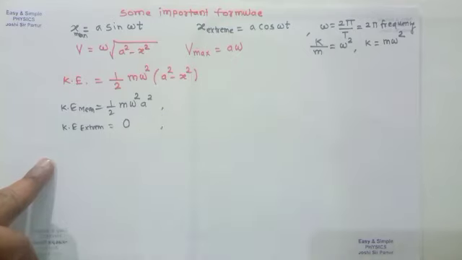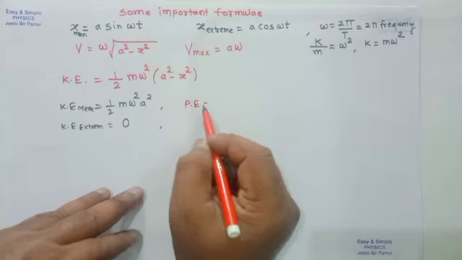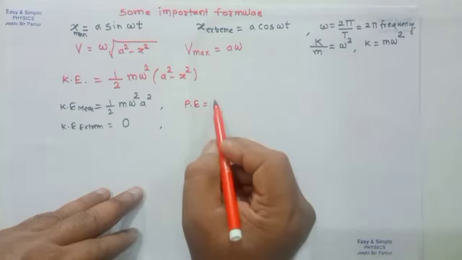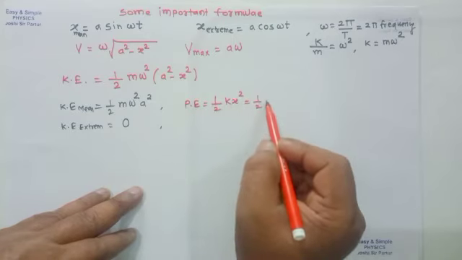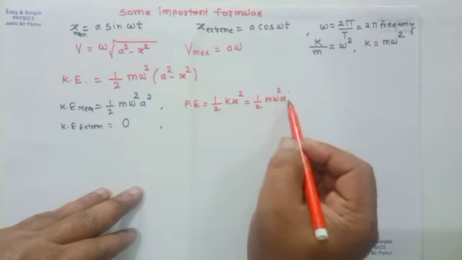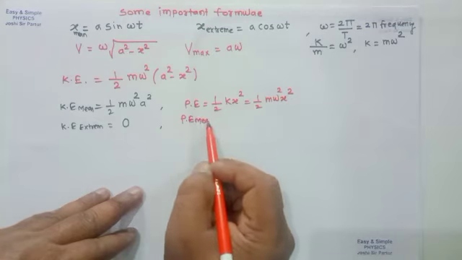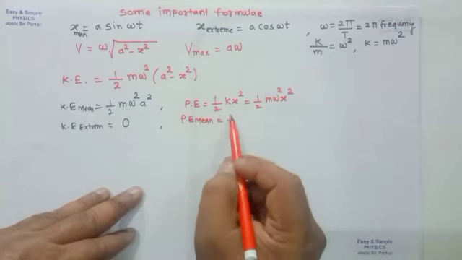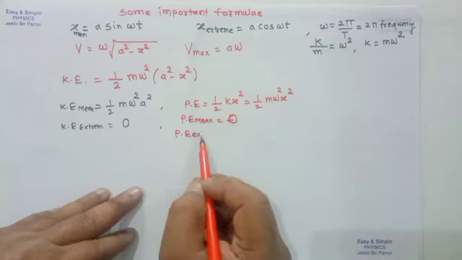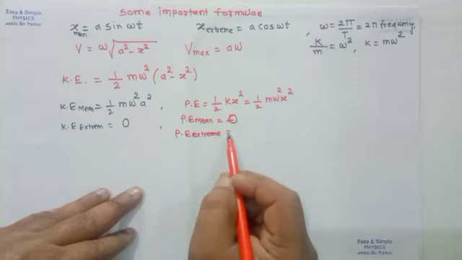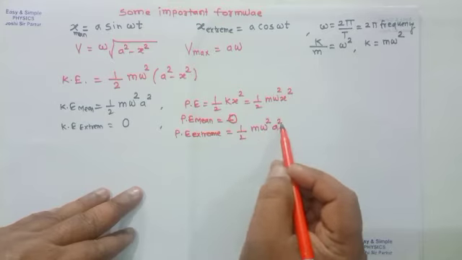Another formula will be potential energy. So potential energy of a particle performing linear simple harmonic motion will be half kx square, or half m omega square x square. At mean position, potential energy will be 0, whereas at extreme position, if x equal to a, it will be half m omega square a square.